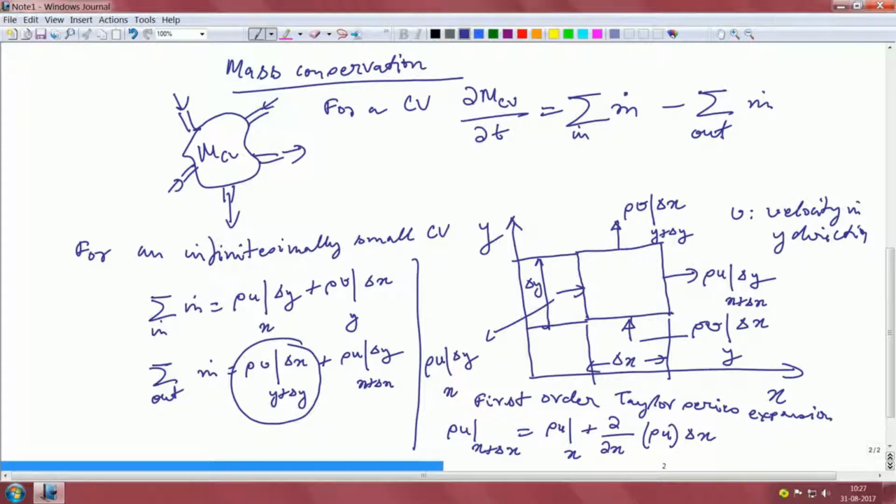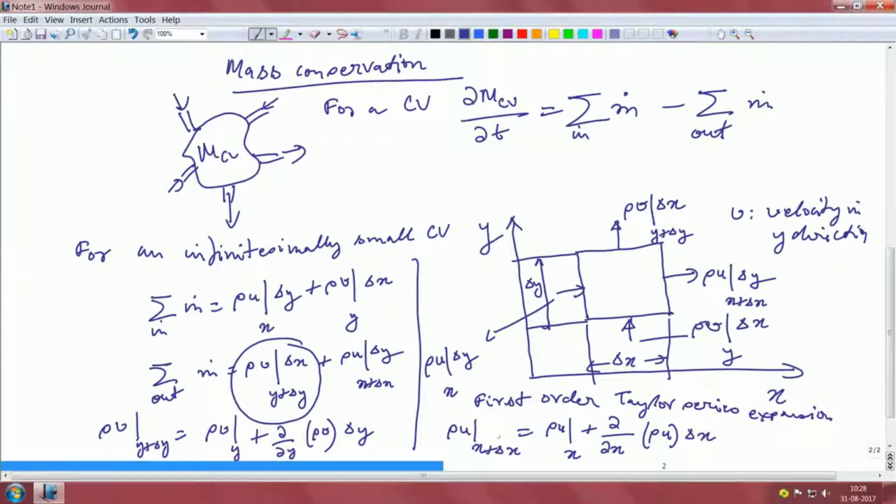Similarly, you can work out rho v at y plus delta y. You will first have rho v evaluated at y plus d by dy of rho v into delta y. So, that is the expansion of each of the terms, got it. This is the first order Taylor series expansion, first order only. So, we are retaining the first order term only.